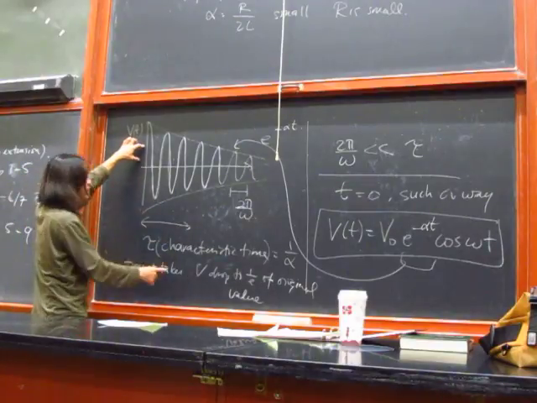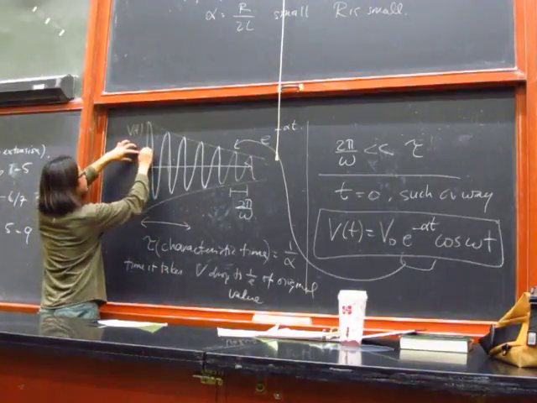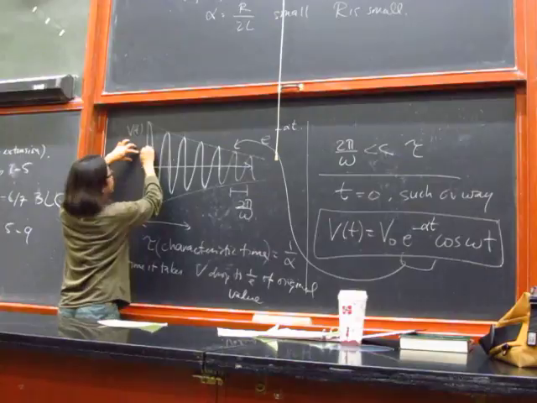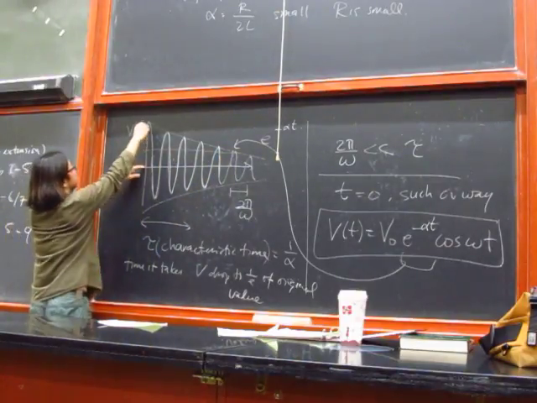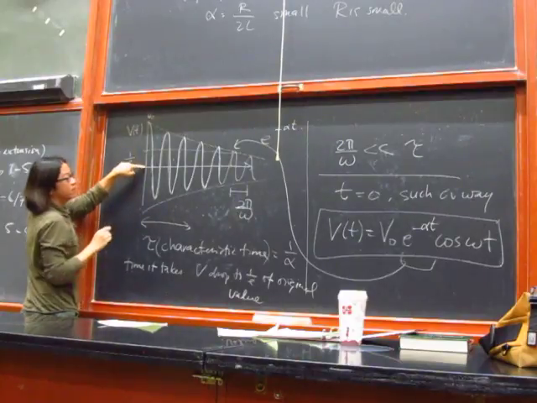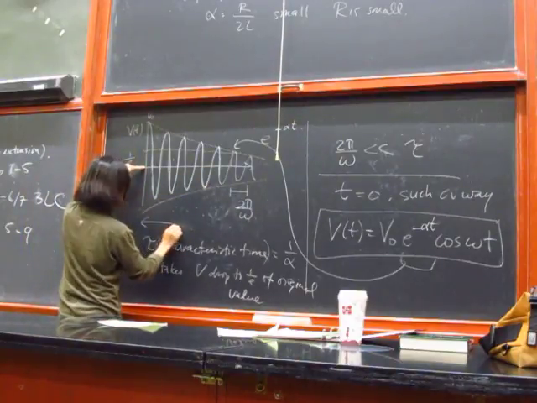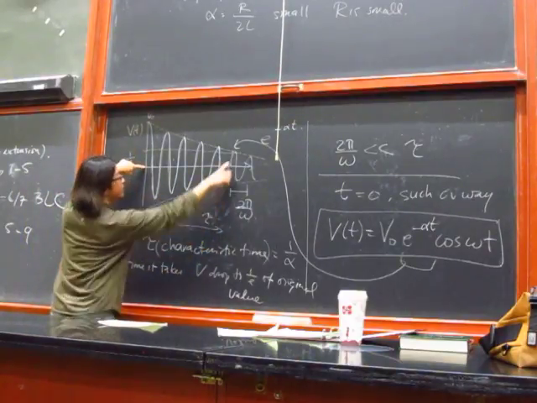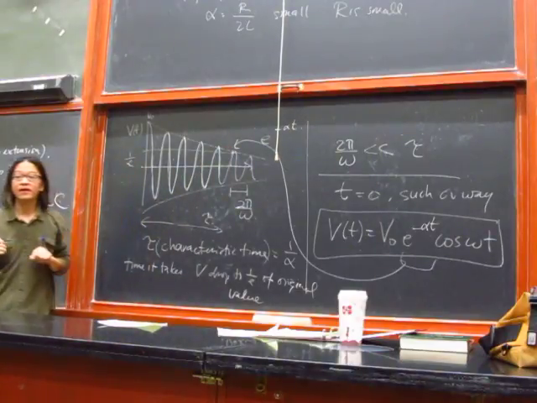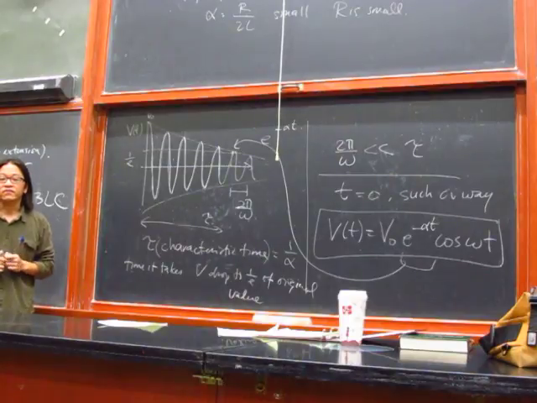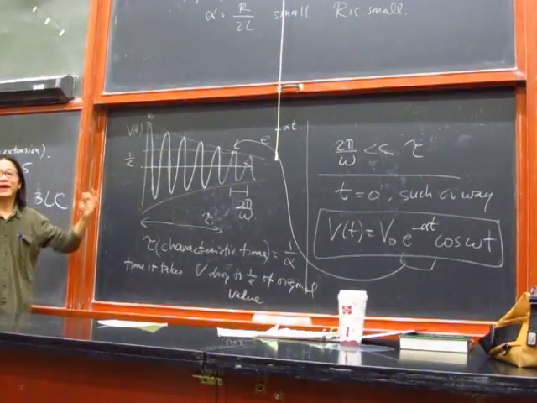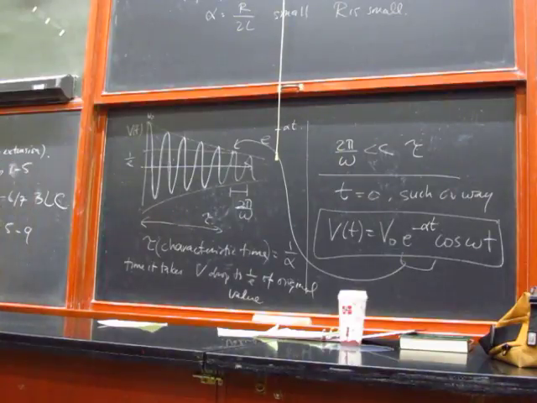So 1 over e is about 1/3. So this happened around here, I suppose, right? This is 1 over e of the original value v naught, right? So this is tau. Tau goes all the way here. Why is that important? It's a characteristic for the exponential decay. It gives you a scale of the function.